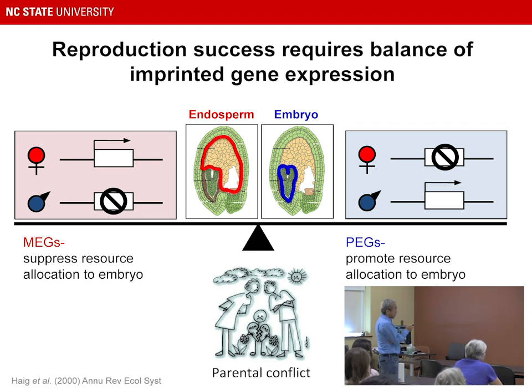So why is imprinting important? There are many examples in mammals and also in plants that reproductive balance, reproductive success, requires the balance between these paternally expressed versus maternally expressed genes. And if you tip the balance, then the fetus isn't developed normally and is prone to a lot of developmental disease, and also throughout their adulthood.